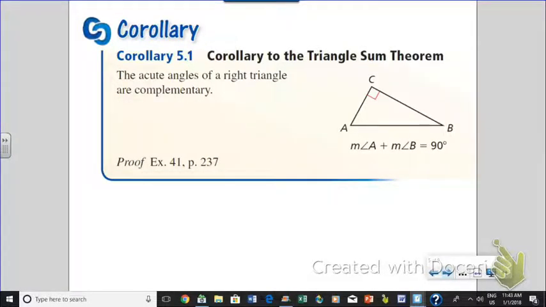The corollary to the triangle sum theorem tells us the acute angles of a right triangle are always complementary. So the measure of angle A plus the measure of angle B always equals 90 degrees.